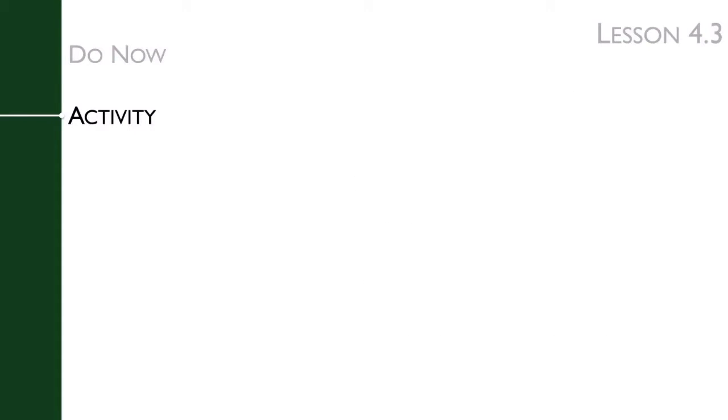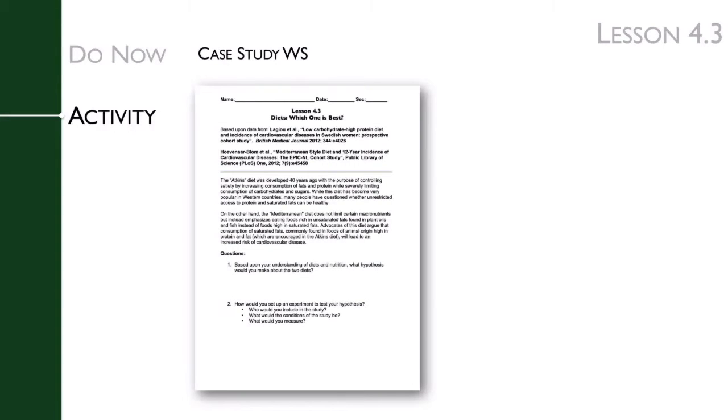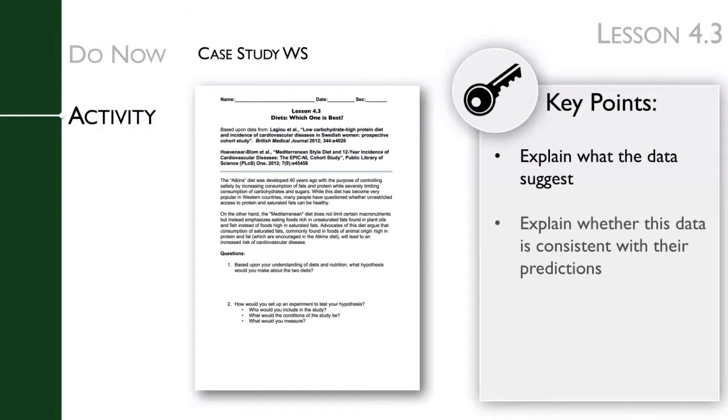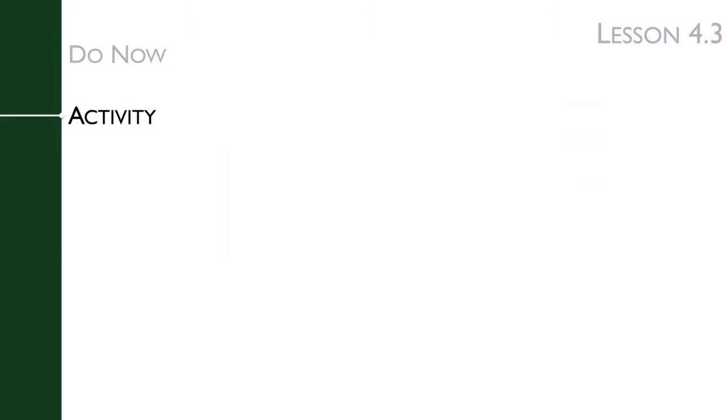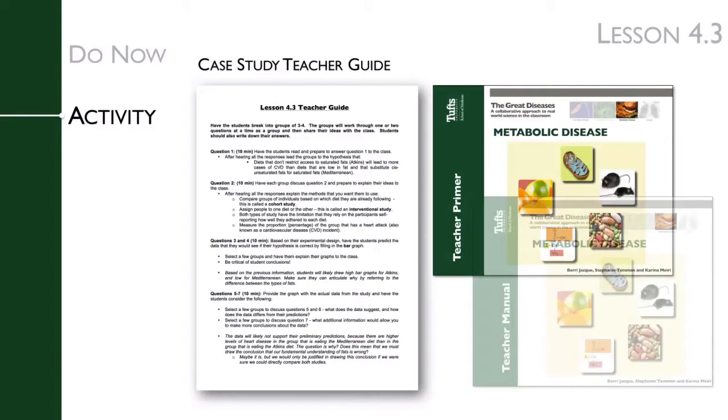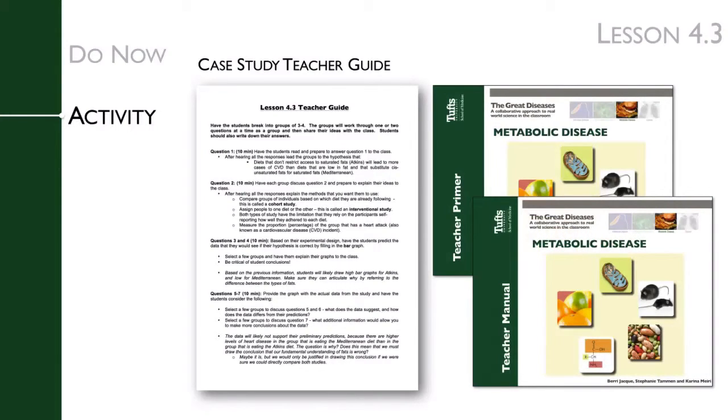Students will use the case study worksheet to help them focus on the important details of the data. The worksheet asks students to explain what the data suggest and explain whether the data is consistent with their predictions. You can review all of this information in the case study worksheet answer key. It has everything organized just as your students will be organizing it. Additionally, the teacher primer and the teacher manual go over the key scientific concepts.